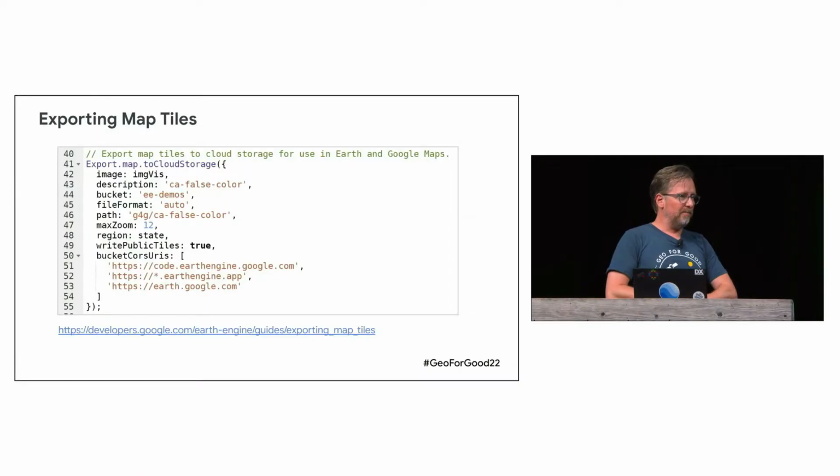So when you dump all these tiles out into your bucket, you need to tell it, for most use cases, you're going to want your tiles to be publicly accessible so that Earth can fetch them and Maps can fetch them, et cetera. So most of the time we do write public tiles as true. And then we'll talk a bit about something called CORS, cross-origin requests.